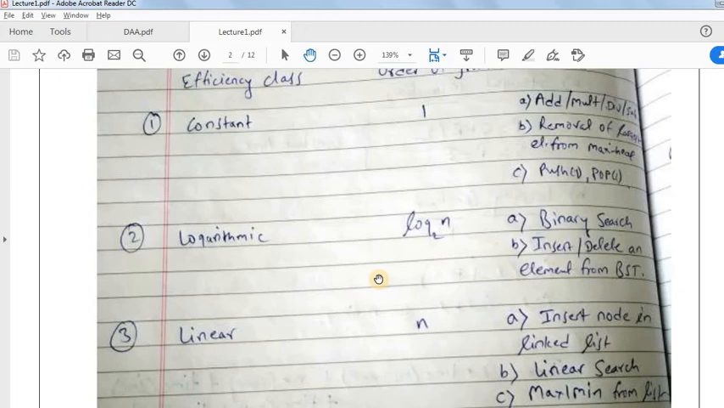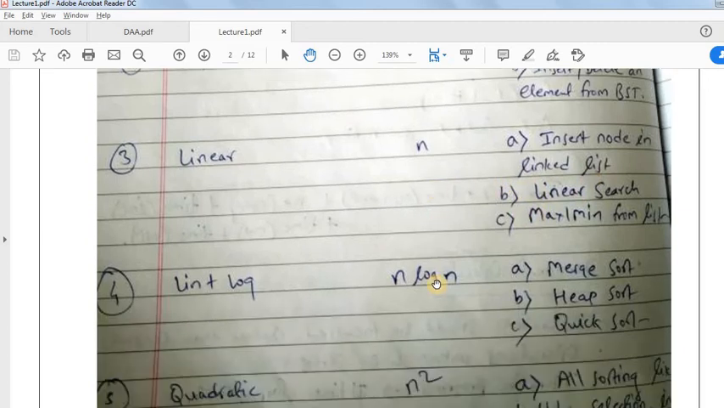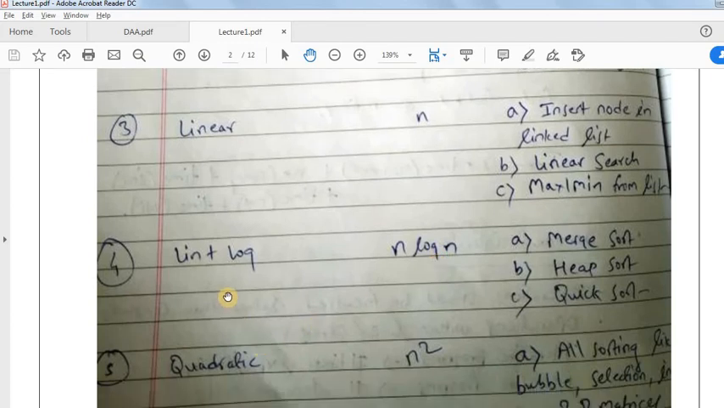The third category of efficiency classes is linear, wherein we require big O of n time for execution. Here n denotes the size of input. As the size of input grows, the complexity will grow. Examples: insertion or deletion of a node from a linked list, linear search, finding the max or min from an array of integers.